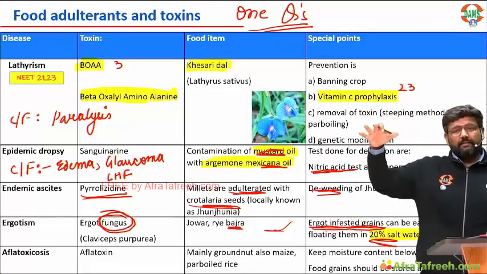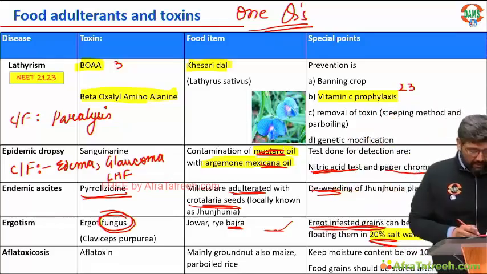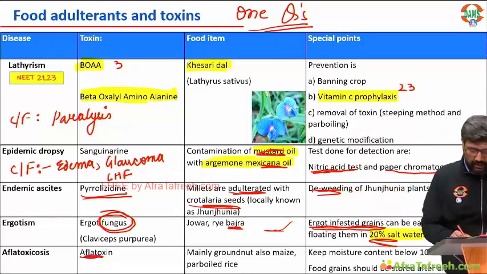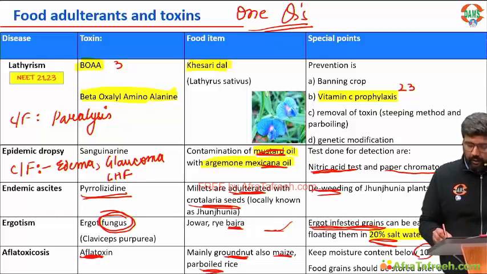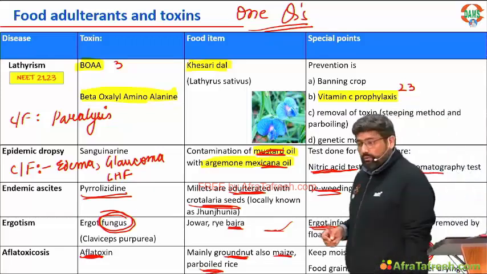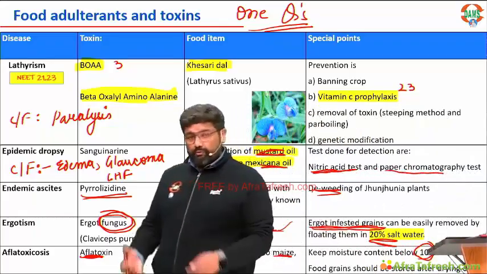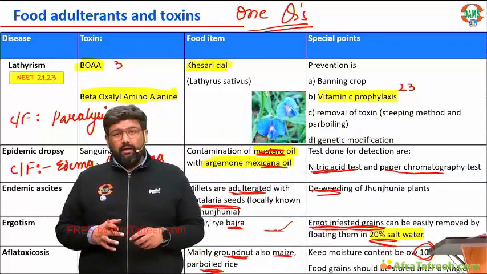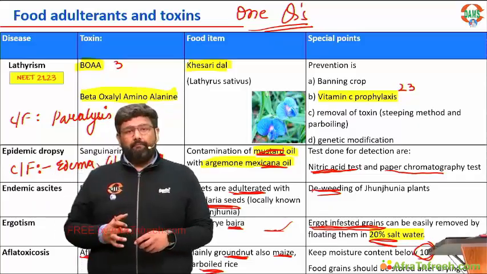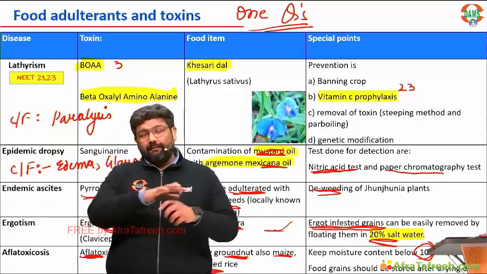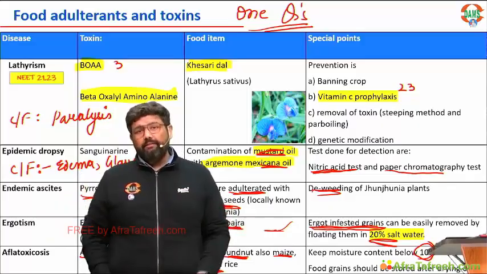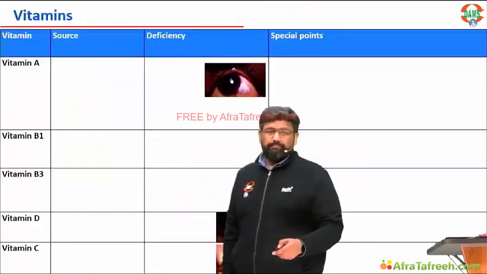the infested grains from the good grains. Next is aflatoxicosis. It is mainly in groundnut, maize, parboiled rice, right? Now, aflatoxicosis is a storage fungus. When you store the food and the fungus is there, it is aflatoxicosis, right? In the field, in the crops, if there is fungus, that is ergotism.